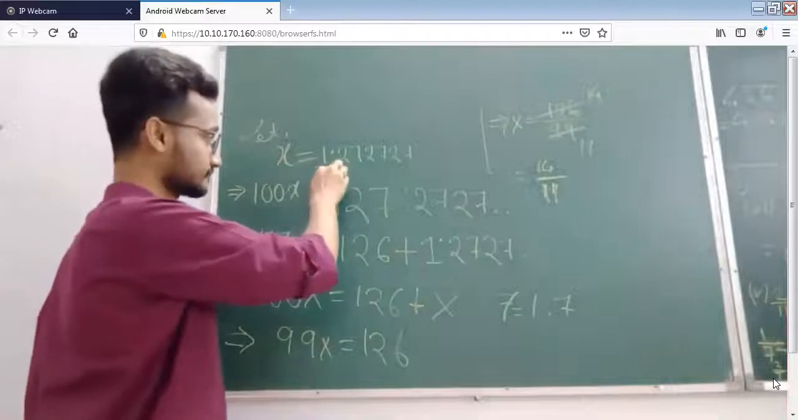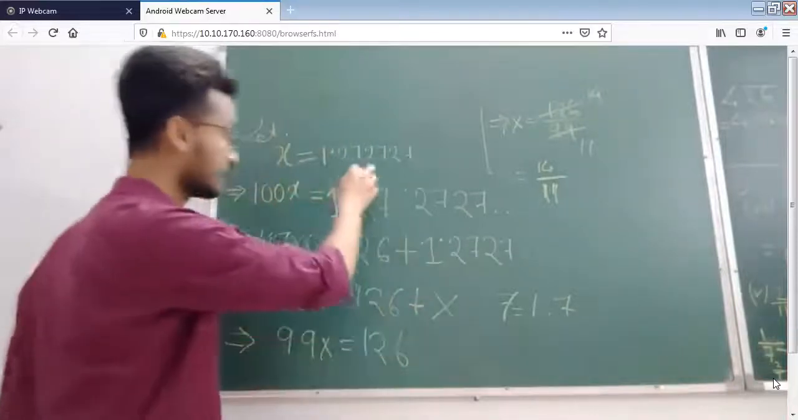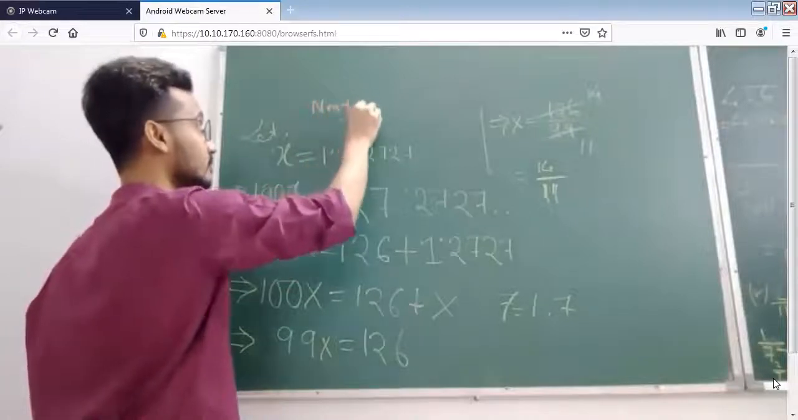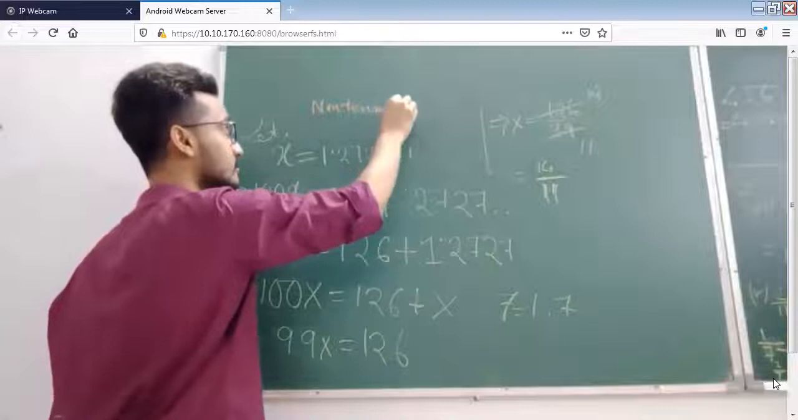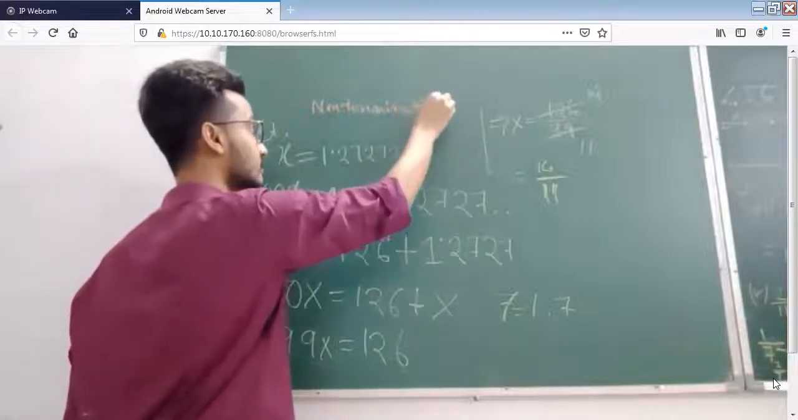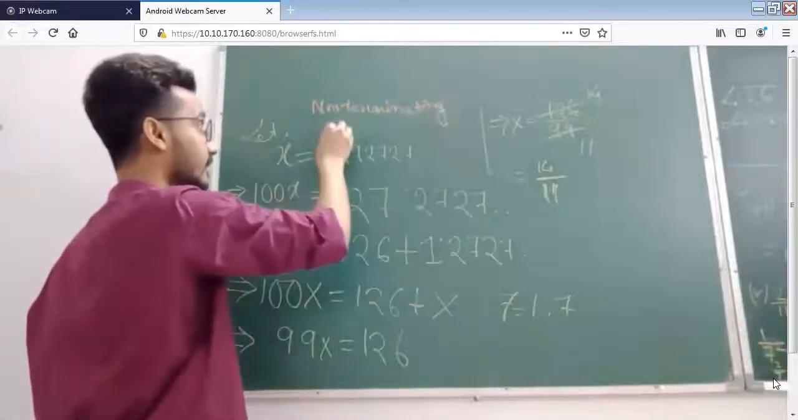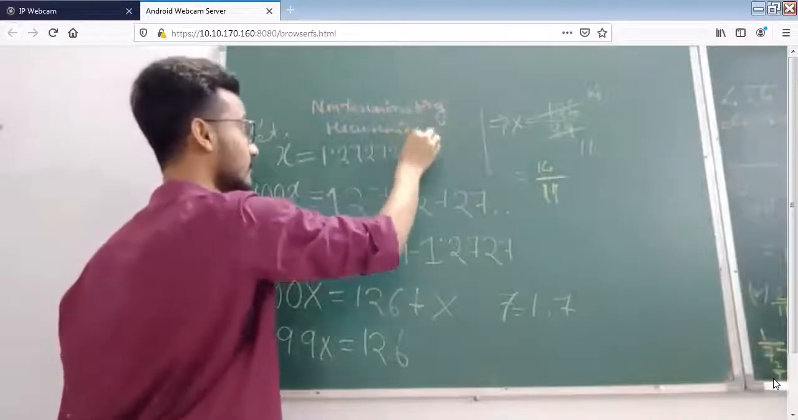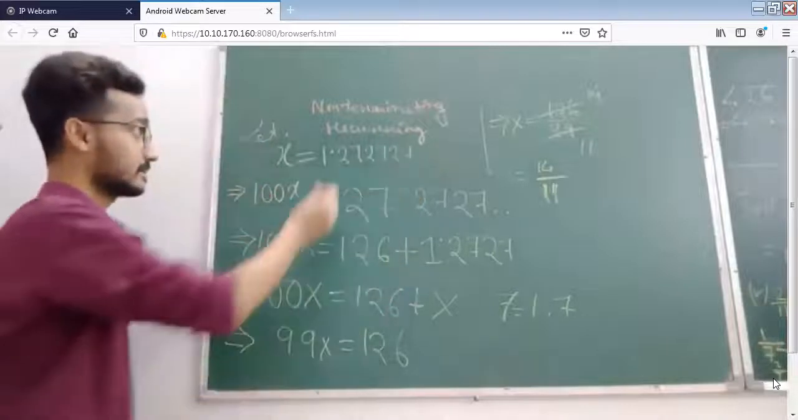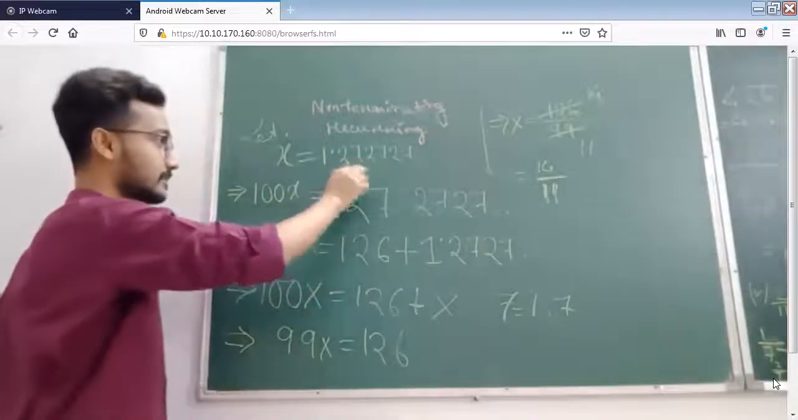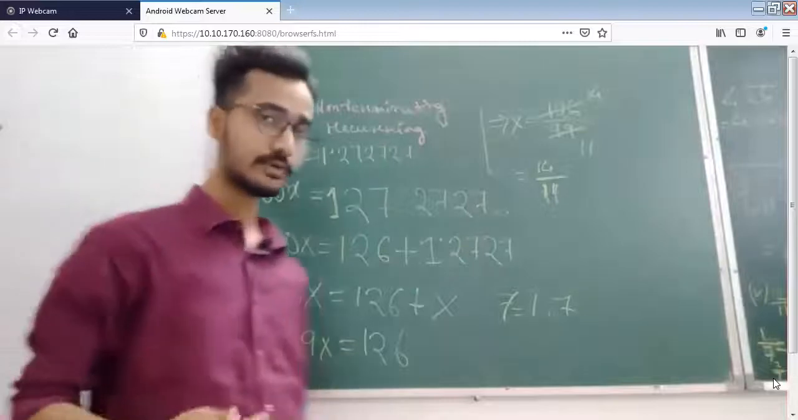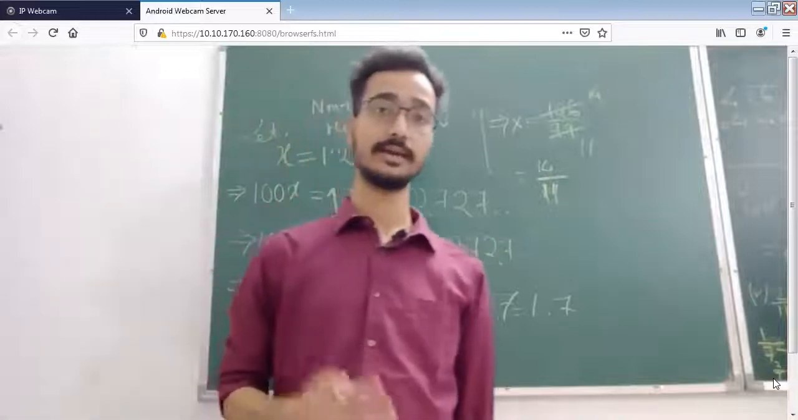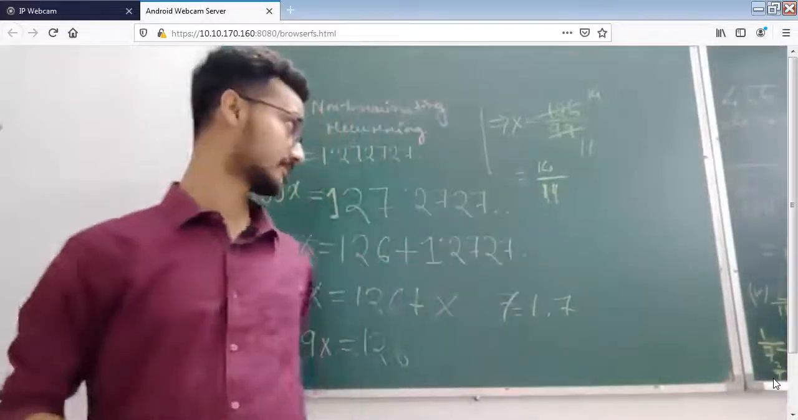That means 1.2727 is a non-terminating recurring or repeating number. Repeating digit, yes or no? It is a non-terminating, recurring or repeating digit. And just now I told you that when a number is non-terminating, recurring or repeating, then it is said to be a rational number. So it is a rational number.